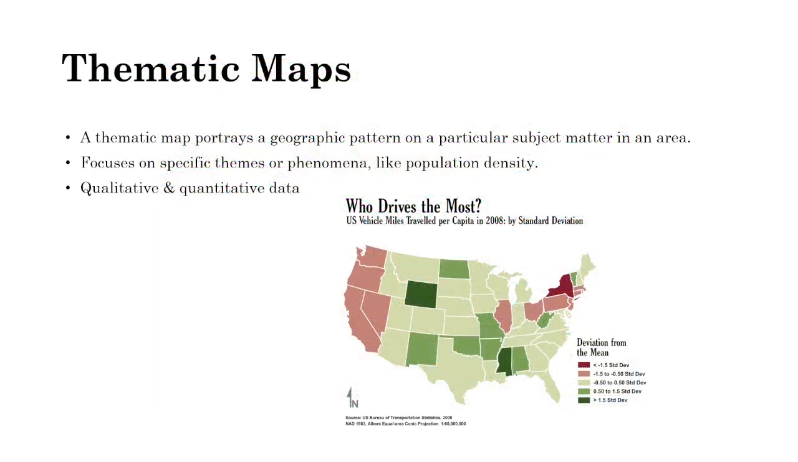Now, that's the job for thematic maps. A thematic map portrays a pattern or some kind of theme or a phenomenon that's related to a specific subject. And a lot of times, if you Google thematic map, you're going to see population, population density, population growth, population decline, immigration, that sort of thing. Those are very popular thematic map topics. This one is who drives the most.